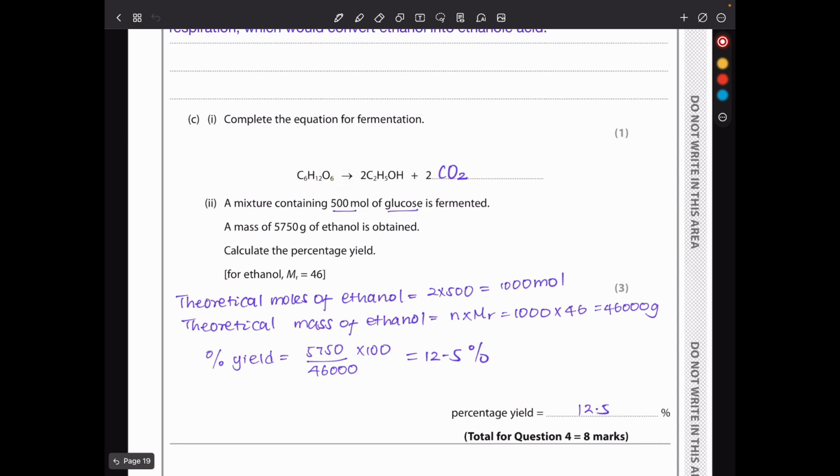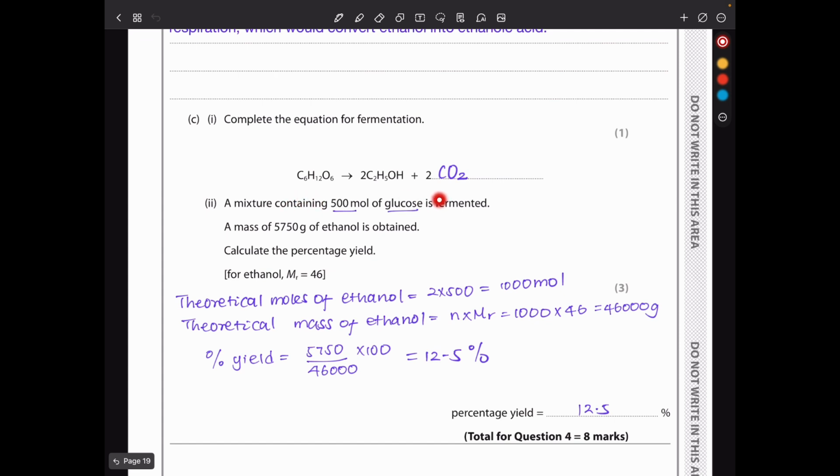They've given us the glucose part, the ethanol part. The other part should be carbon dioxide. And they're going to be 2. A mixture containing 500 mole of glucose is fermented. A mass of 5750 grams of ethanol is produced. Calculate the percentage yield. Now this is the actual yield, and they want us to find the percentage yield.